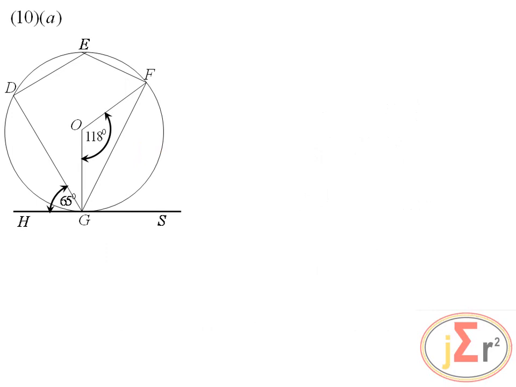Number 10, circle theorem. This is a problem for Atiyah Sutton or for Dwight Harrison. In the first part of this problem, we will find OGF. This angle right here. Now we have a triangle.